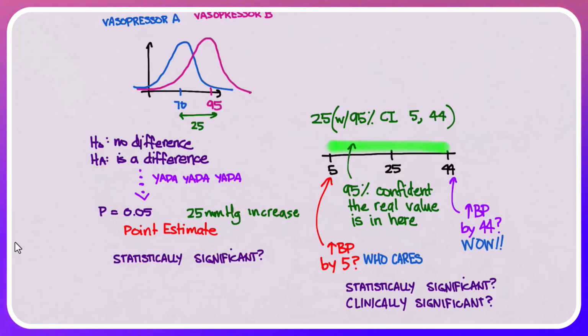It also gives you some information on the precision of your estimate. So whereas we might report 25 and 0.05 as our point estimate, for a 95% confidence interval, this could be 5 to 44, or it could be between 20 and 32, which is much more precise, or it could be between 0 and 100, which is less precise. So the confidence interval also gives us information on precision. It gives you so much more information than just this point estimate with the p-value. Let's look at a few other things first before we go.